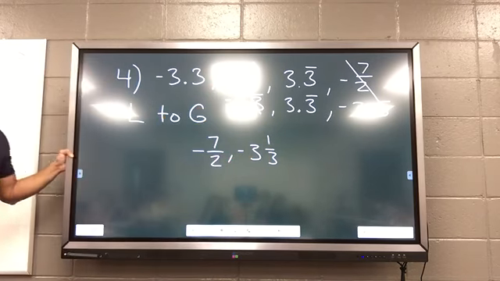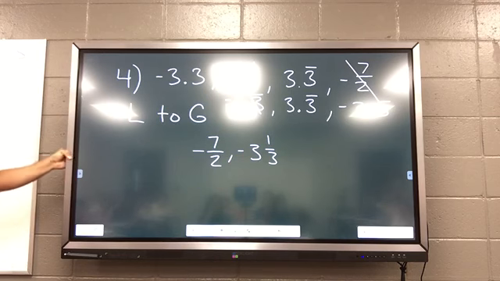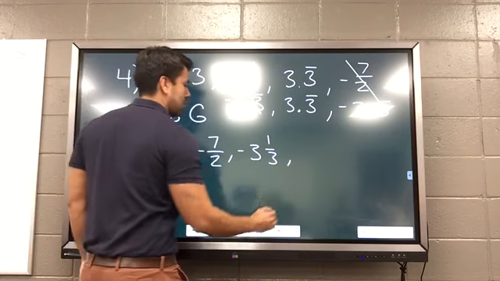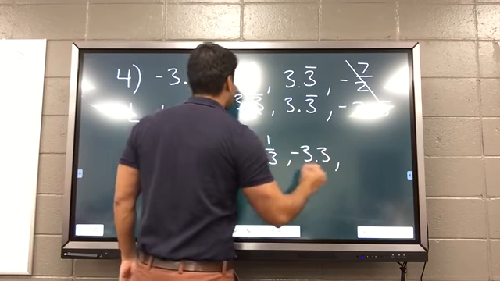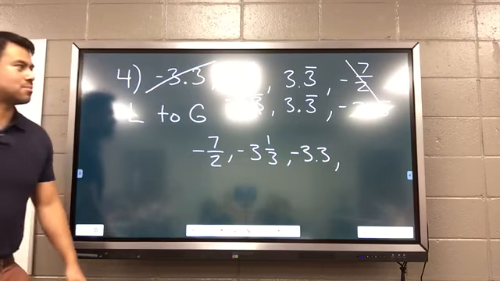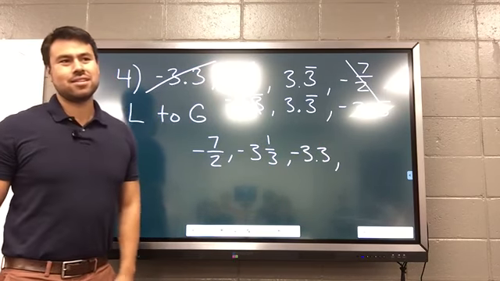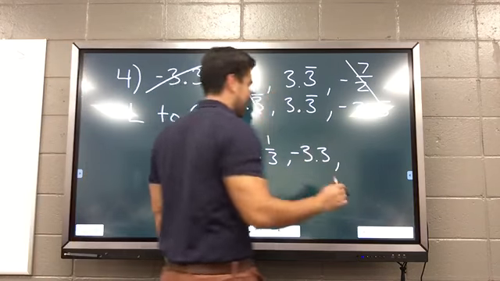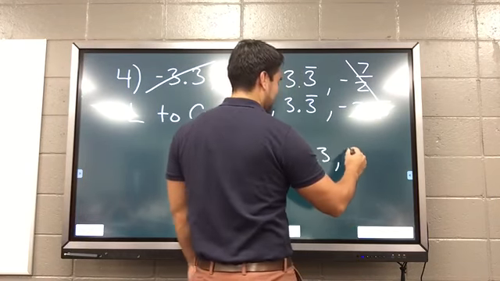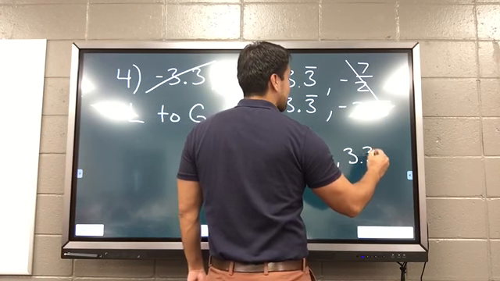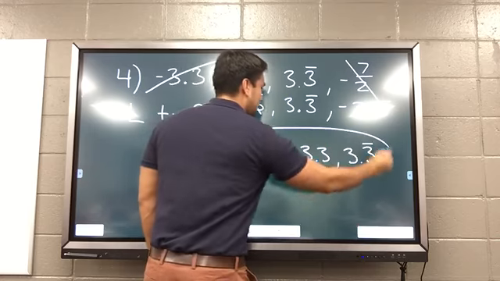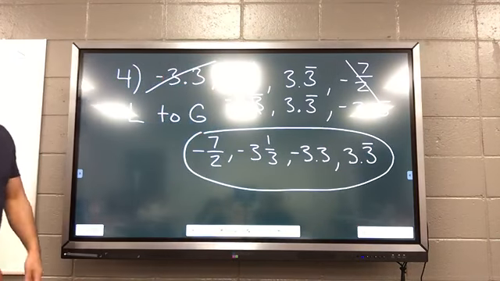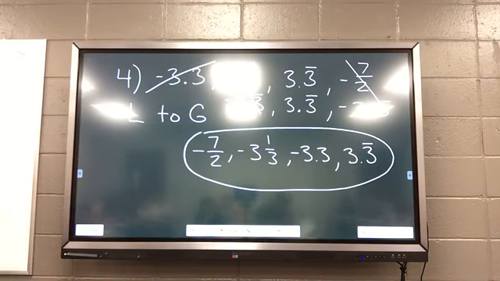What's next? Andrew? Negative 3.3. Done. And last, but not least, literally. And William? 3.3 repeating. That would be my answer. And I wrote them out the original way. All right, guys. It's up to you now. Don't forget about negatives. They do change the value.